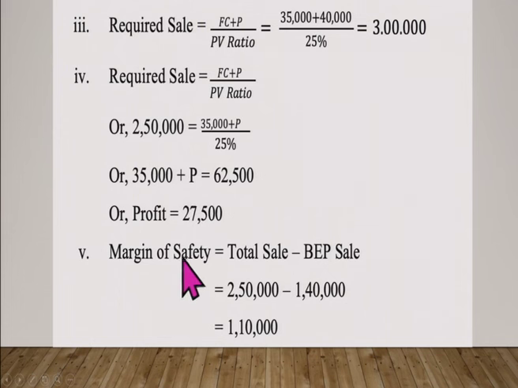And the next one is the margin of safety. For the margin of safety, they have already given the sales. When the sales are 2,50,000, we already know the break even sales is 1,40,000. So the difference between total sales and break even sales is 1,10,000. This is the margin of safety.